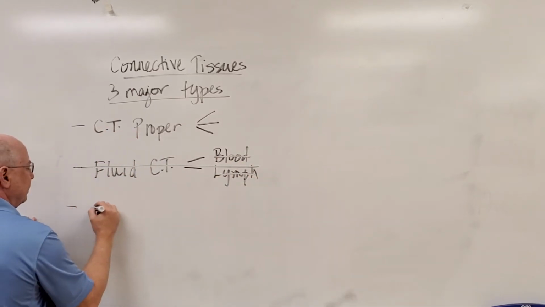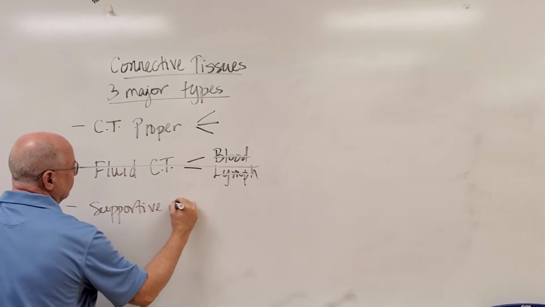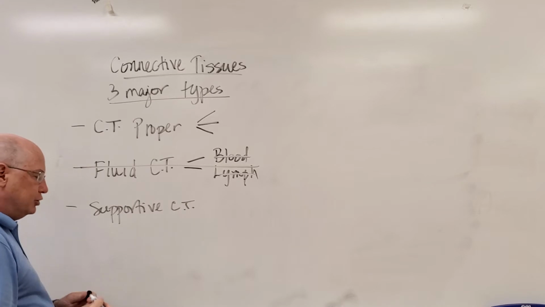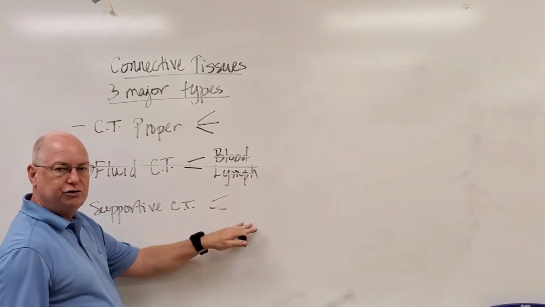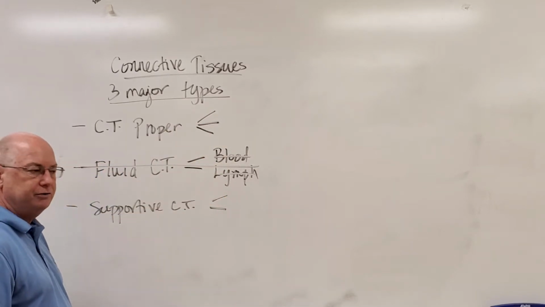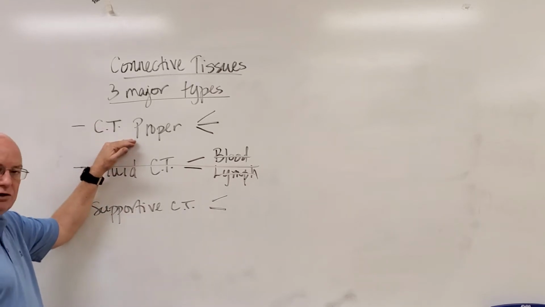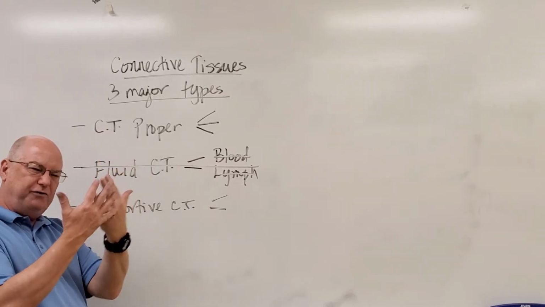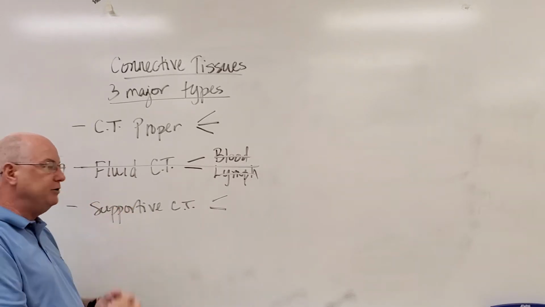The third type of connective tissue that we can look at in lab is called supportive connective tissue. Supportive connective tissue has 2 subtypes. There's going to be cartilage and there's going to be bone. I'm going to go into the subtypes in just a moment, okay? So these are the 3 major connective tissues. Connective tissue proper, which has a very fibrous and cellular matrix with lots of syrup in it. It's a very syrupy matrix.